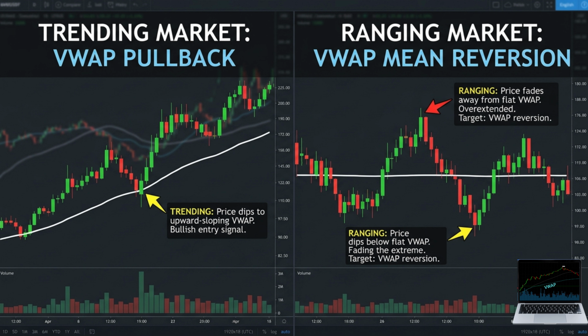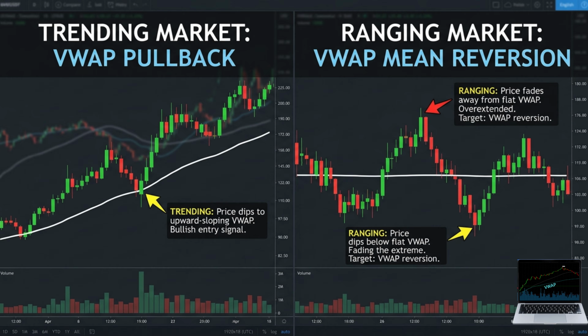Note: if the price crosses the VWAP more than twice in a 30-minute window, the market has shifted from trending to ranging. Stop looking for dips and start looking for reversions. In a ranging market, the market consensus is undecided. Instead of treating VWAP as a floor, the market treats it as a magnet. This is known as mean reversion trading.